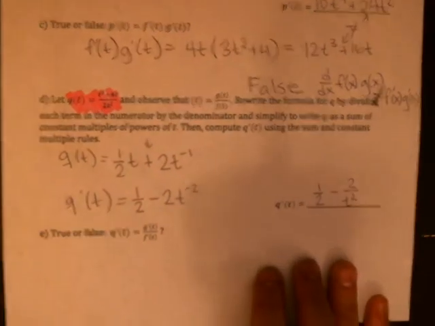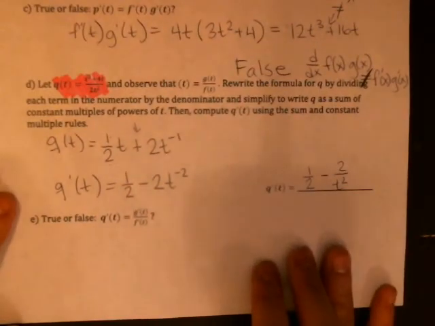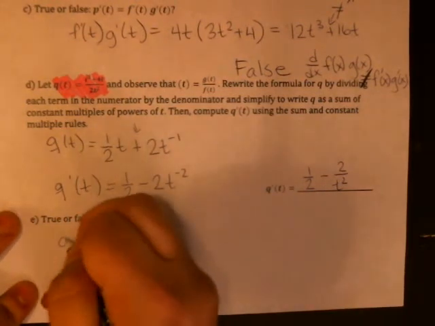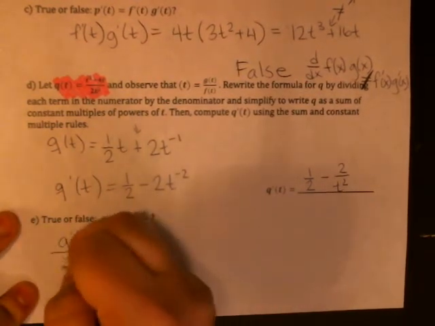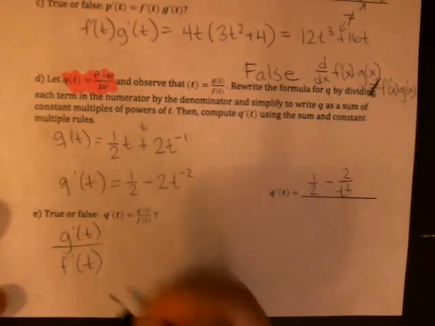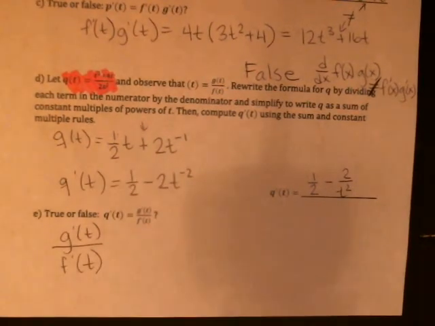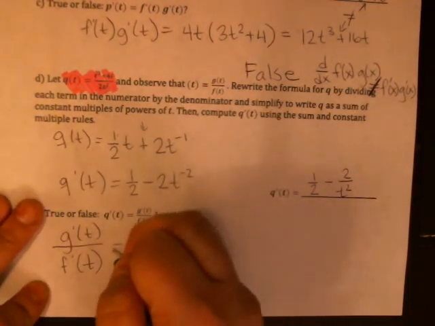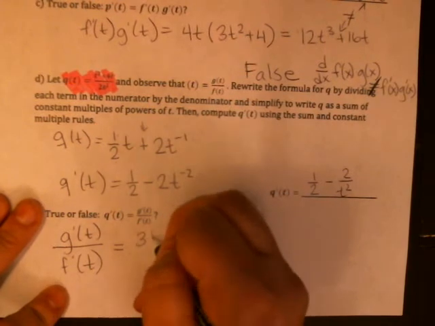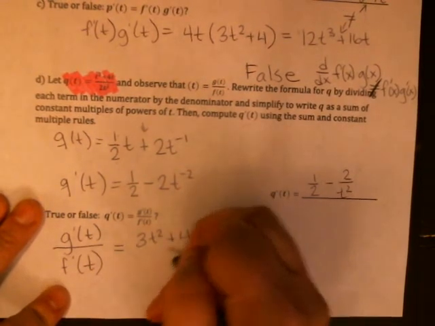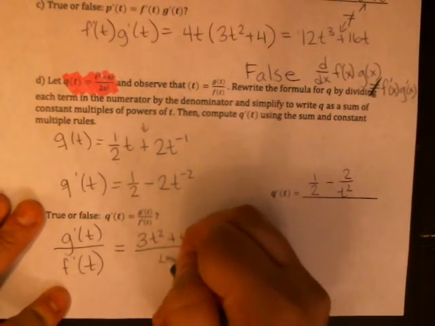And again, the question is, would we have gotten the same thing if we took g prime and divided it by f prime? So if you want the derivative of a quotient, can you just take the derivative of the top and the bottom and make a fraction out of that? Okay, so g prime up at the top, I know you can't see it, was 3t squared plus 4, and f prime was 4t.